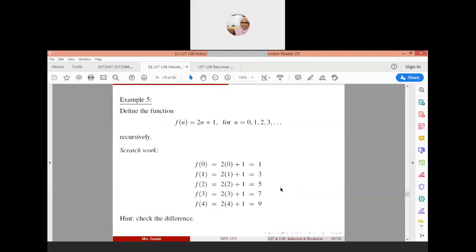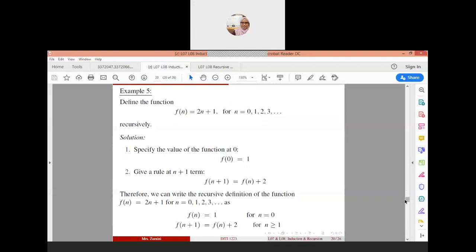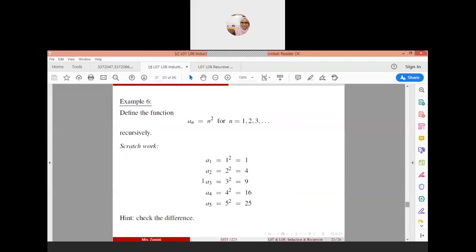For example 6, okay, this is example 6. Same as example 5, we have to find the set first in order to get the idea for creating the formula.